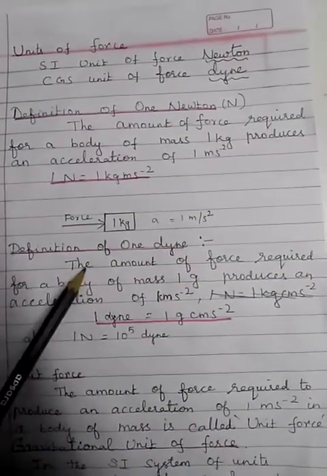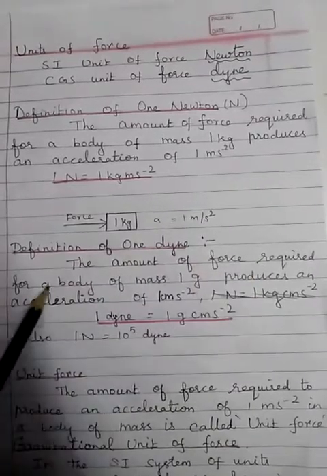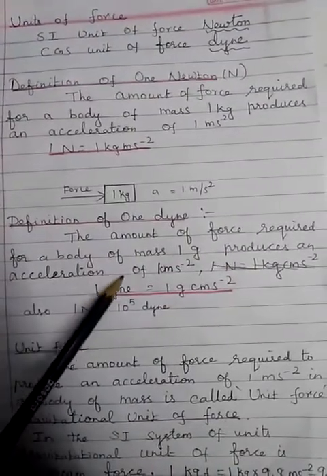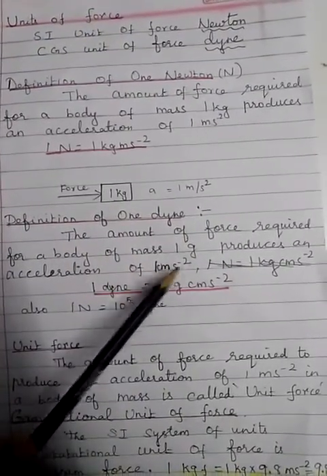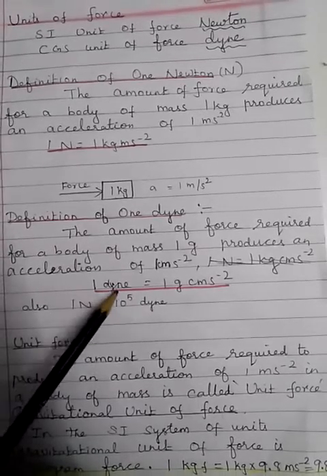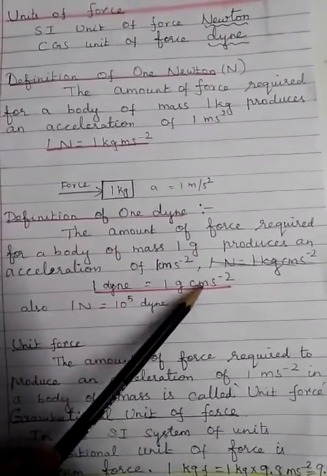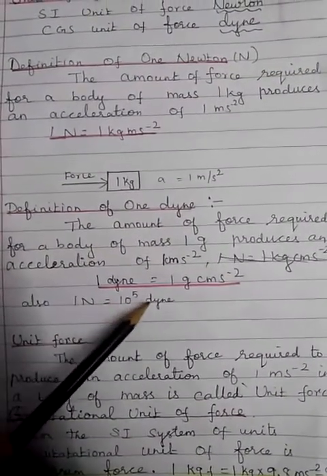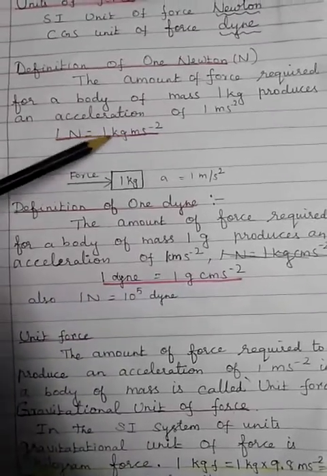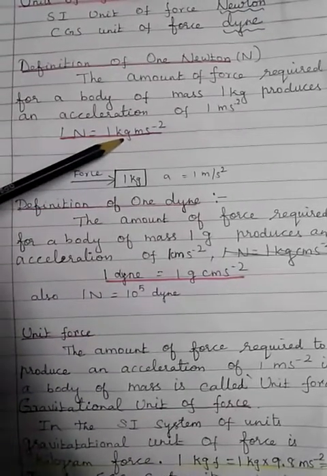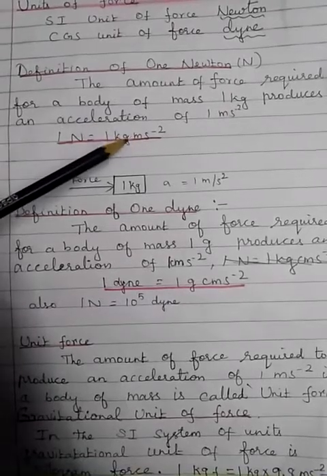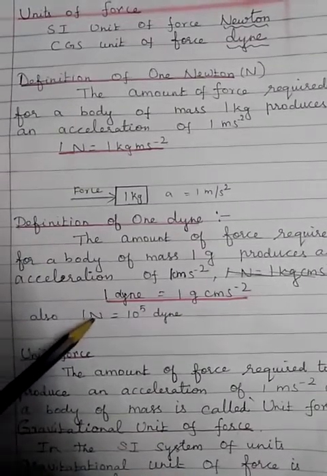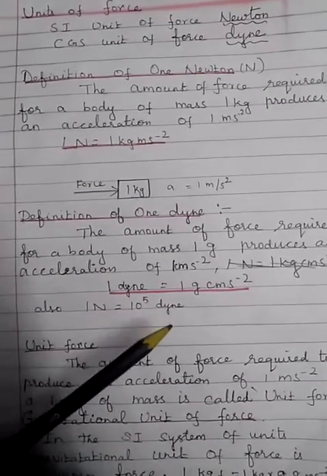That's all. Listen. The amount of force required for a body of mass 1 gram to produce an acceleration of 1 centimeter second power minus 2. So 1 dyne is equal to 1 gram centimeter second power minus 2. Also, 1 Newton is known as 10 power 5 dyne. Listen. 1 kilogram is equal to 1000 gram, isn't it? And 1 meter is equal to 100 centimeter. So we write 1 Newton is equal to 10 power 5 dyne.